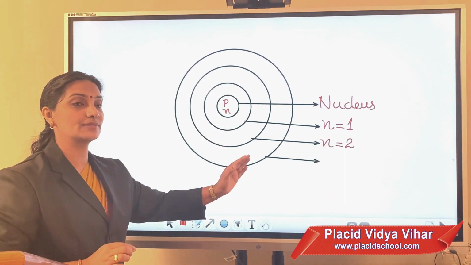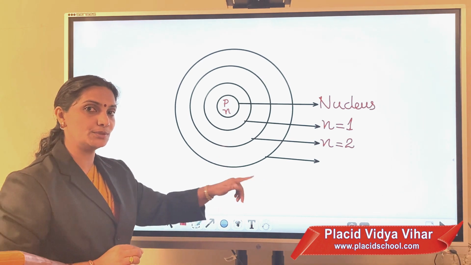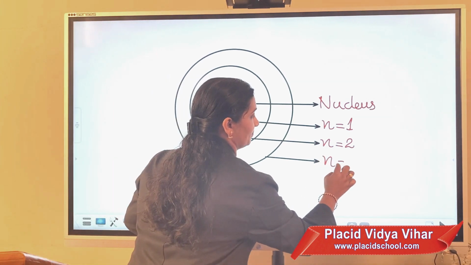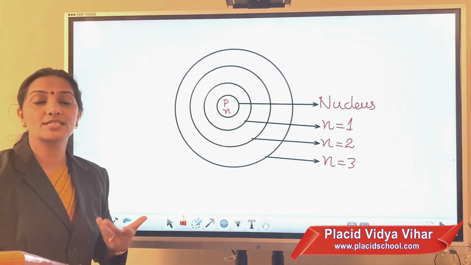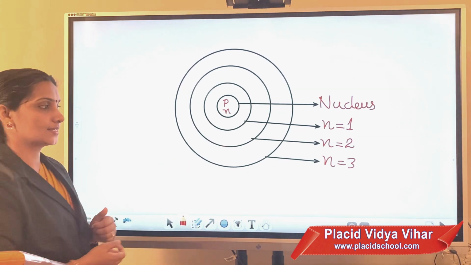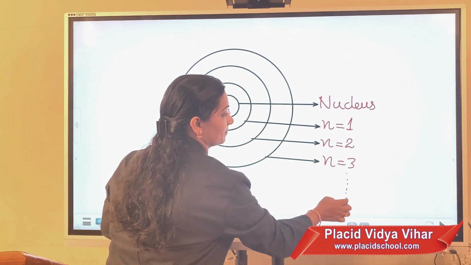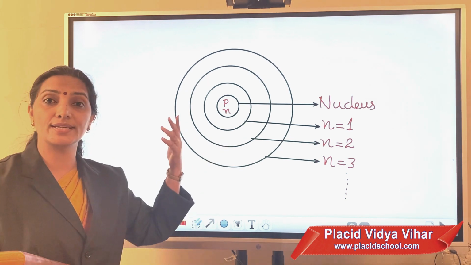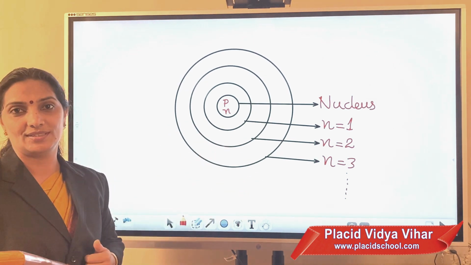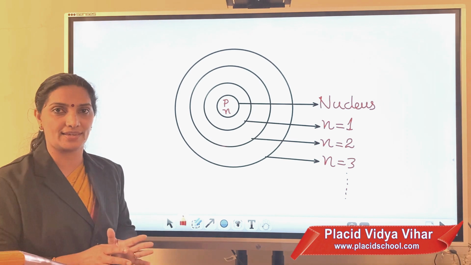What will be the number of the next shell? n is equal to 3. It continues. We have many more shells around the nucleus. In addition to these numbers, we can give certain names or designations also. It starts from the English alphabet K.